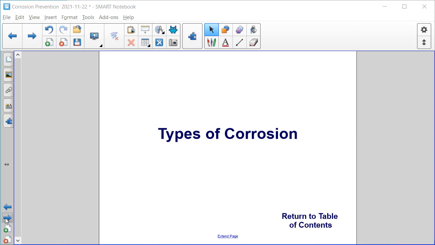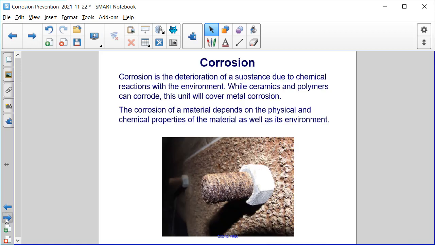In this first section, we're going to discuss types of corrosion. Corrosion is the deterioration of a substance due to chemical reactions with the environment. While ceramics and polymers can corrode, this unit will cover metal corrosion. The corrosion of a material depends on the physical and chemical properties of the material, as well as its environment.